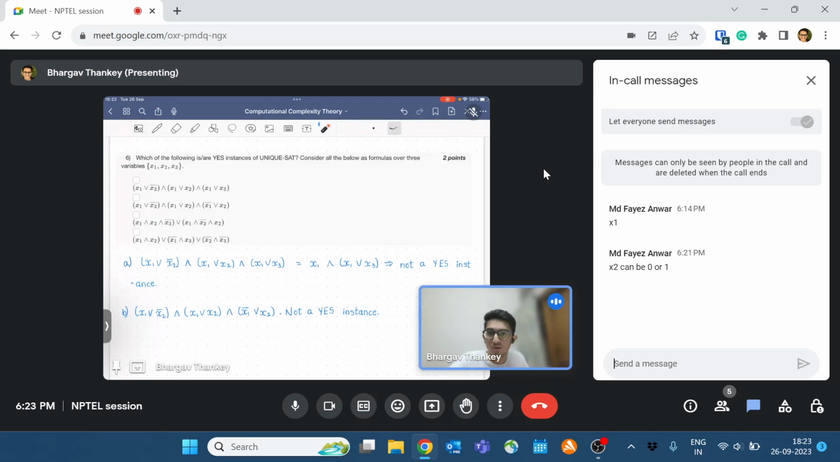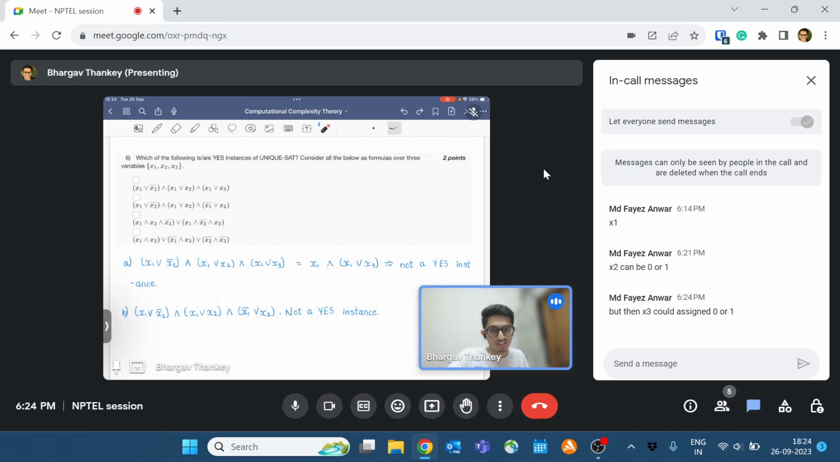So I can take x3 as a dummy variable here. One way to include it would be this, and x3 or x3 complement. So that was my point. X3 can be assigned 0 or 1. So the thing is, there are only two possibilities.